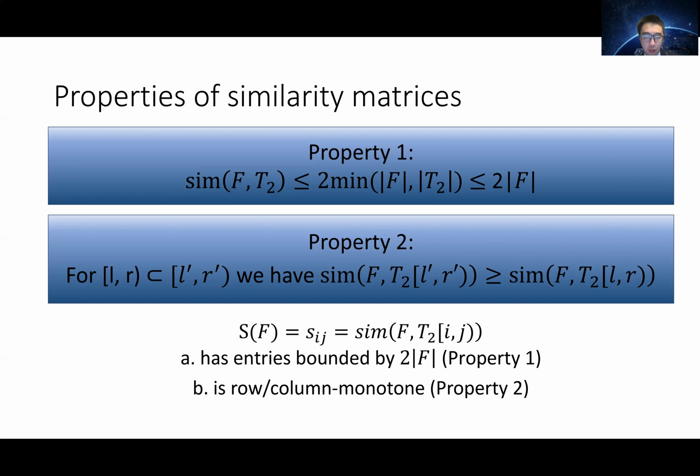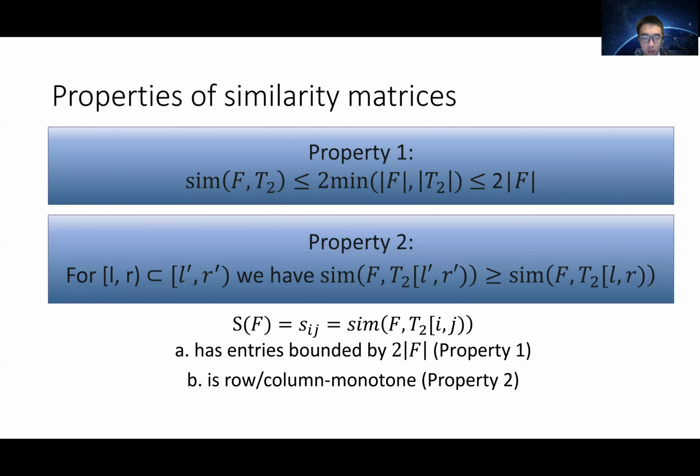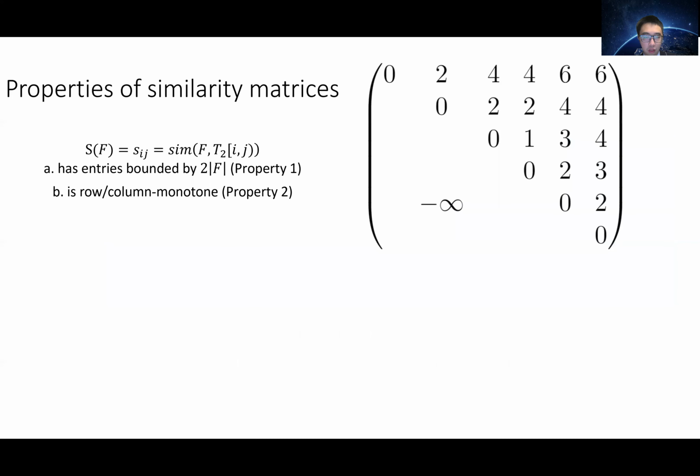What does this mean for the similarity matrices? Property 1 would mean that a similarity matrix always has entries bounded by 2 times the size of the forest F. The second property means that the similarity matrix is always row monotone and column monotone. In the top right corner, I have given an example of what the similarity matrix might look like given those two properties.